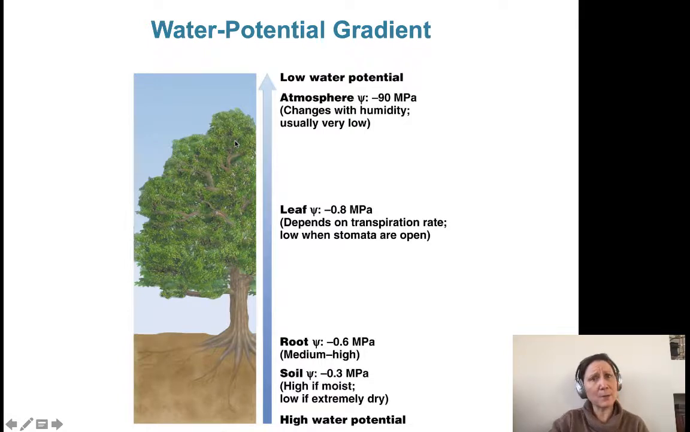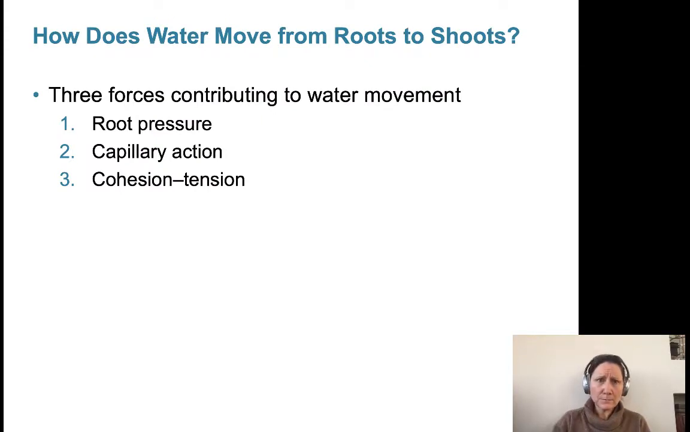So how does this impact water moving through a plant? Water moves from roots to shoots via three forces. So we're going to talk about root pressure, capillary action, and then the cohesion tension hypothesis.